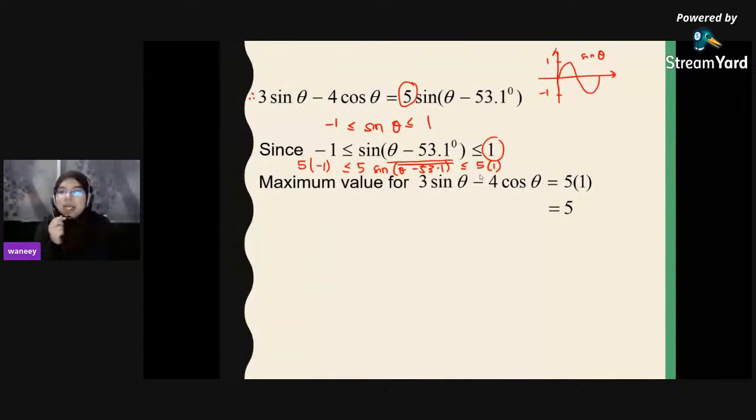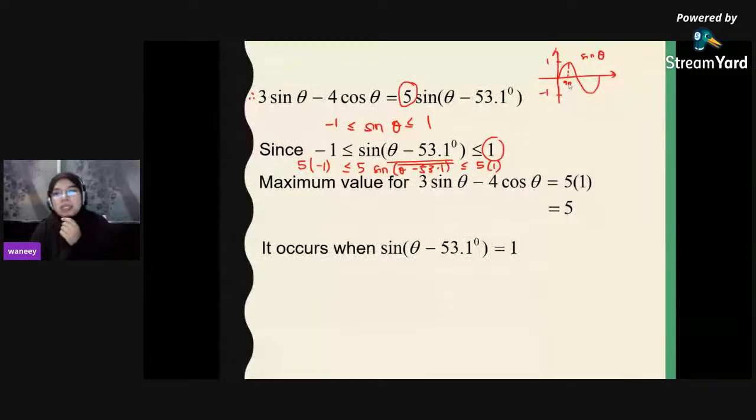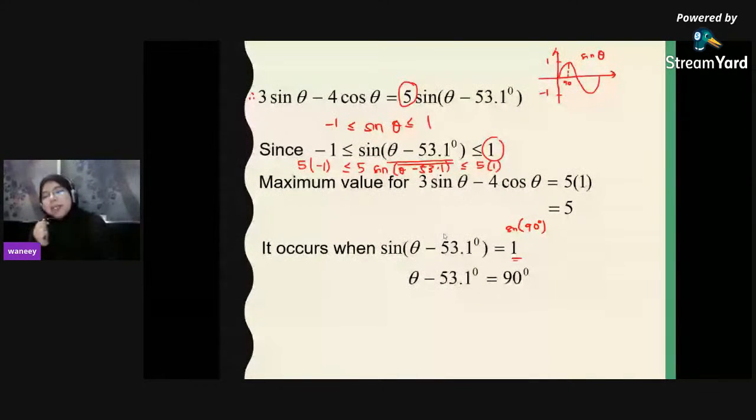So in order to get a maximum value, if you refer to this graph, we're going to get a maximum value whenever sine of something is equal to 1. So in order to get 1, this one should be sine of 90. So you can easily compare the left hand side, right hand side. So that means theta minus 53.1 should be equal to 90. So we can easily see what is the value of theta. So theta is 90 plus 53.1. So theta is 143.1.